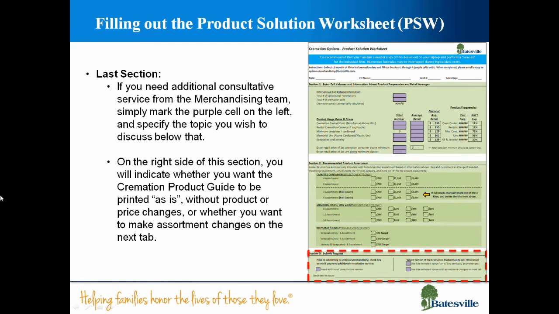The last section of the worksheet is if you need any additional consultative services from us. In here, you can mark for us if you want us to follow up with you and do additional analysis on this account. On the right side, you can let us know if you want us to print out the cremation product guide as is with the standard assortment that was selected by the worksheet, or if you're going to make changes to the assortment.